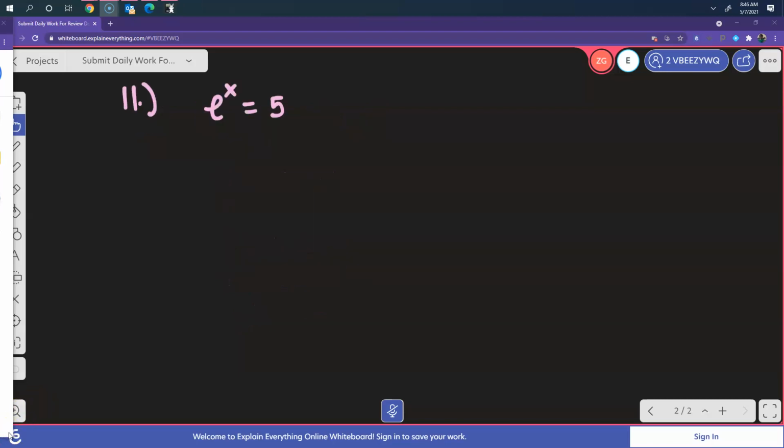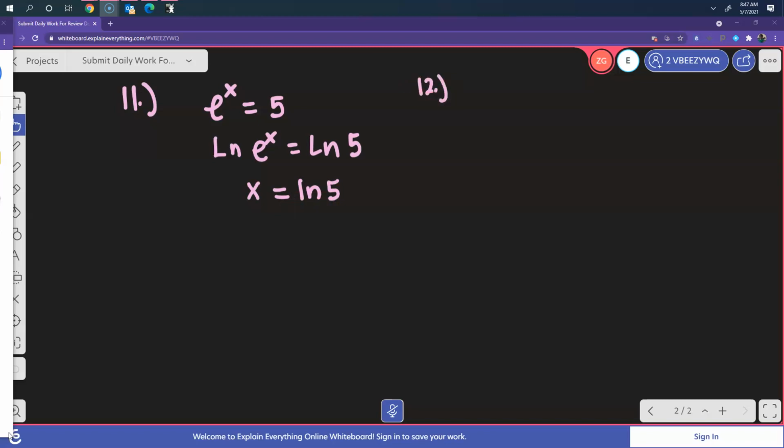So for this one, we're using natural log. So what you're going to do is write the natural log of e to the x is equal to the natural log of 5. And you notice that you have the natural log of e, that's the inverse property, so you're left with x equals the natural log of 5. And you don't have to evaluate that. You can leave it like that.